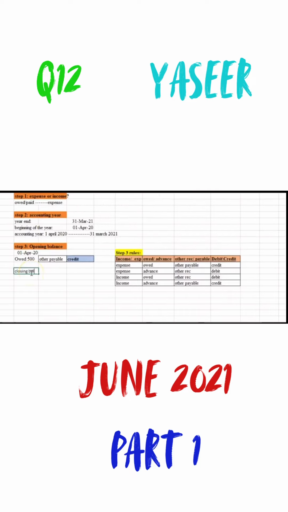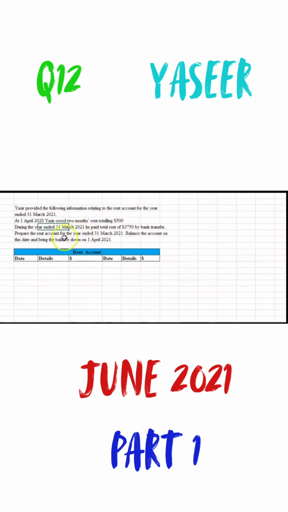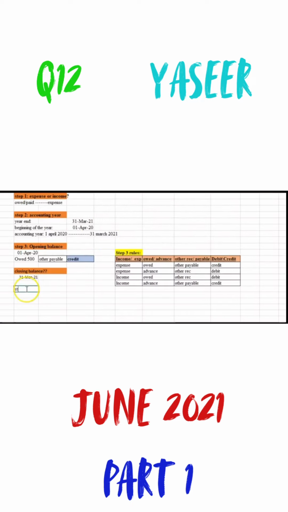In the same step, we shall look at the closing balance, which means what happened on 31st March 2021. We can see that there is no information in the question that would give us a clue about the closing balance. The question doesn't mention anything about owing or paid in advance at the year end, nor does it say anything about how many months were paid, so we could know if any of those fell in the next year. We can't find the closing balance right now at this point in the question, so we move to step 4.